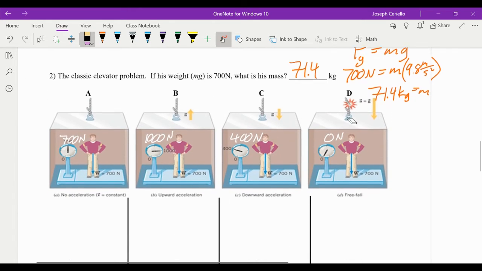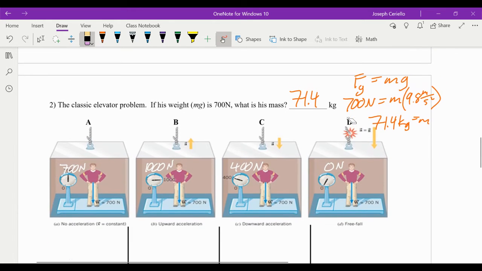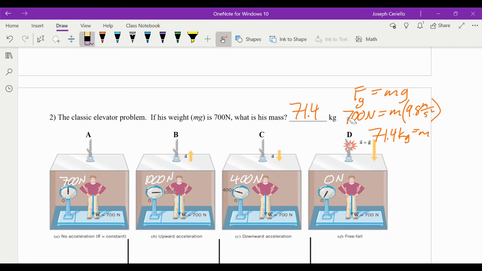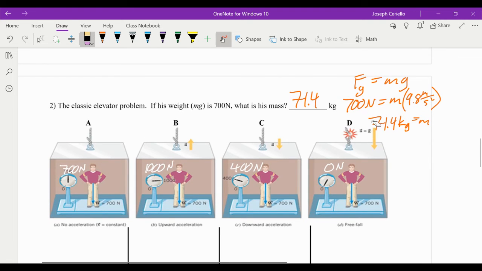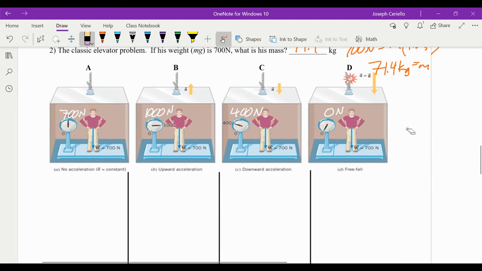So let's look at this question here. This is 4 scenarios of a person on an elevator. The person has a weight of 700 newtons. What is his mass? Fg equals mg. 700 equals m times 9.8 because we're on Earth. That's why we use 9.8. So we get that the person has a mass of 71.4 kilograms. We're going to use that in this one here.